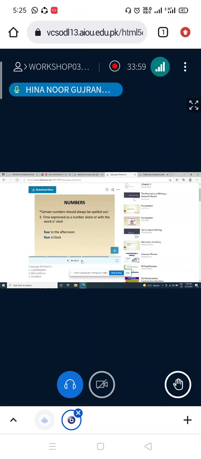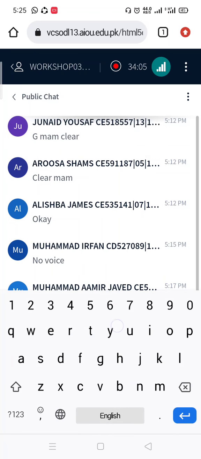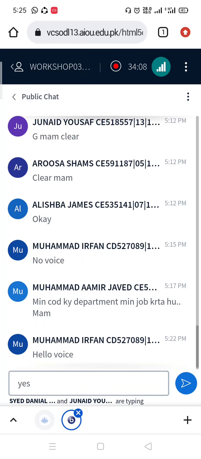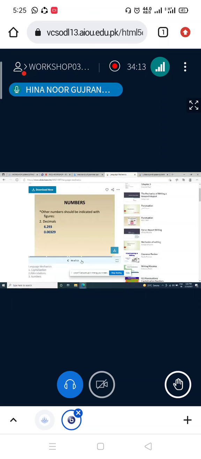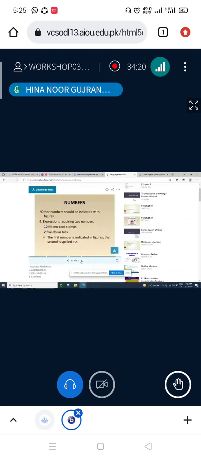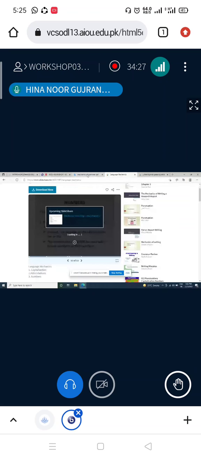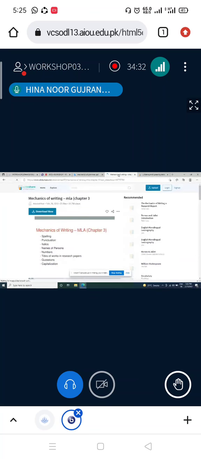Then other numbers should be indicated with figures and decimals, you know that is also acceptable. That's all for you for now. Showing percent as well, it's also acceptable. The reason I'm telling you this is that when you are writing in a short form, everything is going to be acceptable. Now I'm just giving you a very quick gist over all these mechanics of the grammar or the mechanics of the writing.